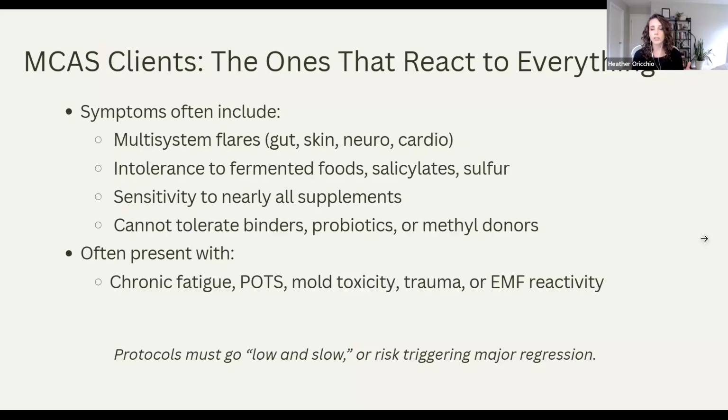Typically sensitive to nearly all supplements, and ones that we would think are very benign, like B vitamins or even magnesium, which I'll talk about later on. They cannot tolerate binders, probiotics, even low histamine probiotics, and especially methyl donors. They're often going to present with chronic fatigue, again with POTS, mold toxicity, trauma, or EMF reactivity. The protocols must go low and slow. And when I mean low and slow, I mean low and slow. Sometimes we're starting with sprinkles. Otherwise, you can risk triggering a major regression, which can take a month or a few months sometimes to come out of.